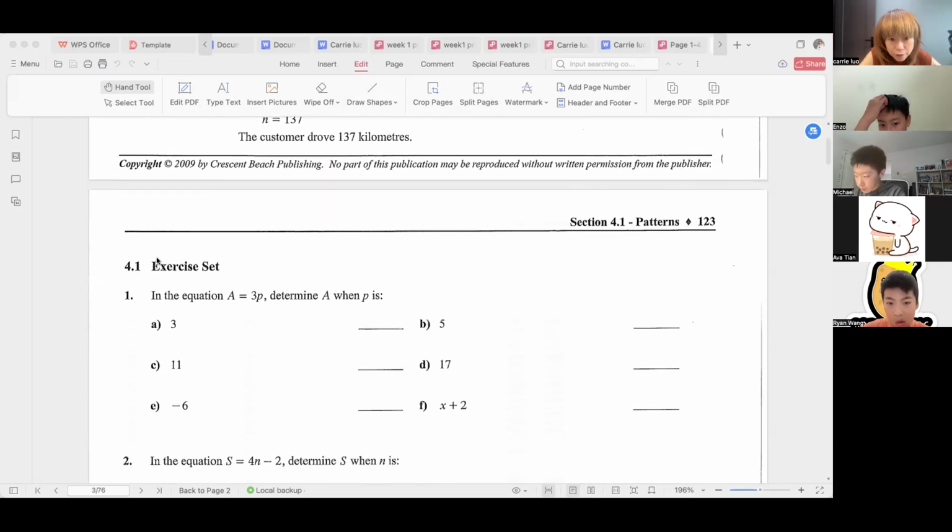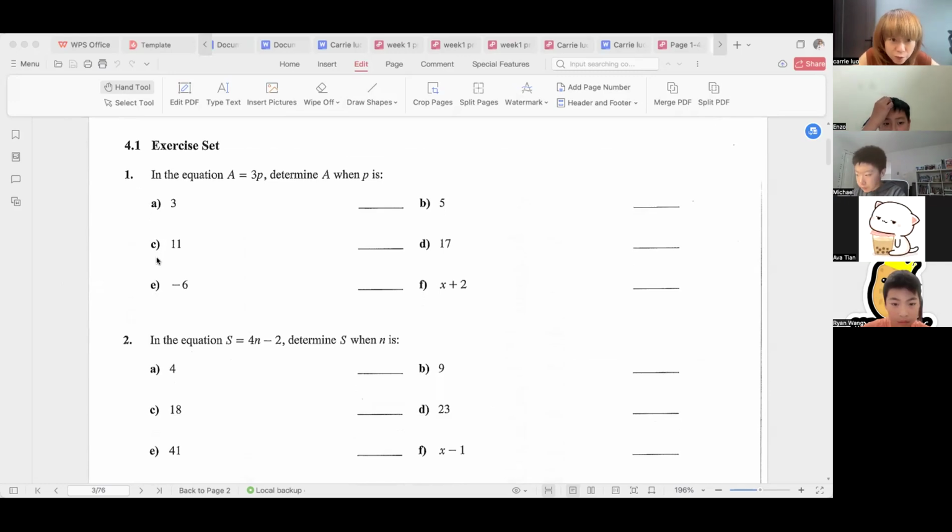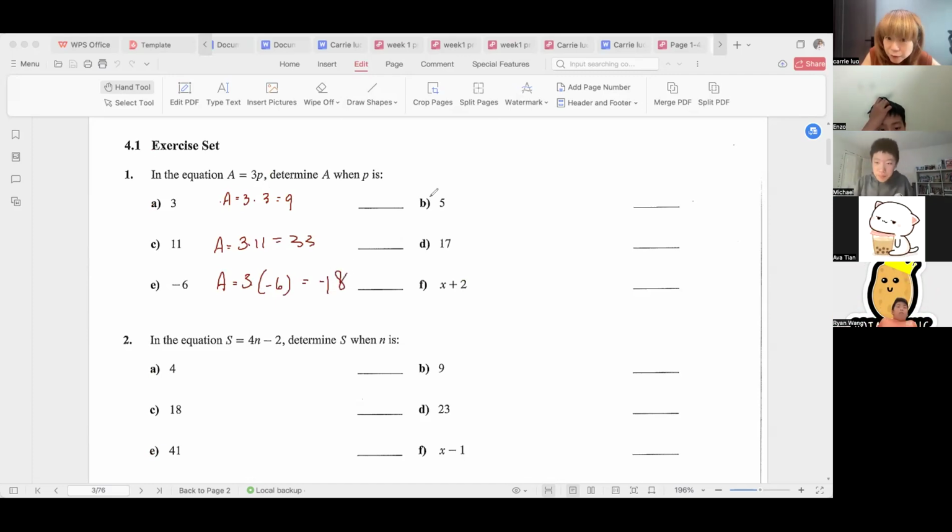Okay, so let's take a look at the next exercise, okay? The equation A equals 3p, determine A when p equals 3, when p equals 11, when p equals negative 6. Very easy. So when p equals 3, A equals 3 times 3 equals 9, right? When p equals 11, A equals 3 times 11 equals 33. When p equals negative 6, A equals 3 times negative 6 equals negative 18. Correct? So 5, 17, and x plus 2 is a little bit hard. I would like to see what your answer is. So 3 questions. Send it to me by chat.